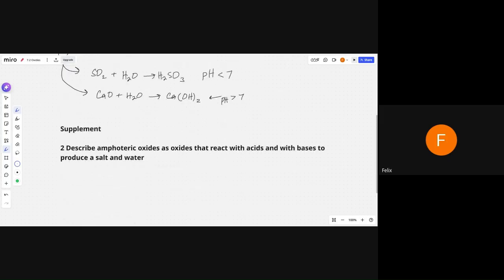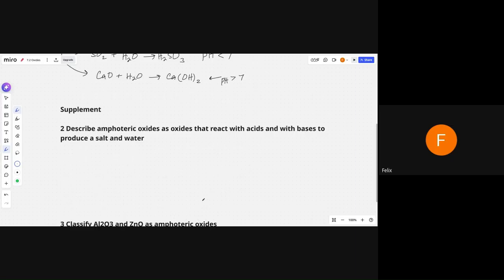Topic number 2 says: describe amphoteric oxides as oxides that react with acids and with bases to produce a salt and water. So amphoteric oxides are oxides that react with acids and bases to produce a salt and water. They have a dual nature, dual properties. Amphoteric substances can act as an acid and a base. You just have to remember this.